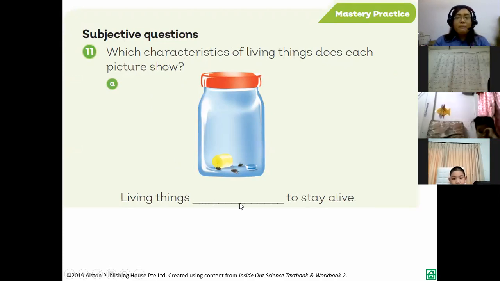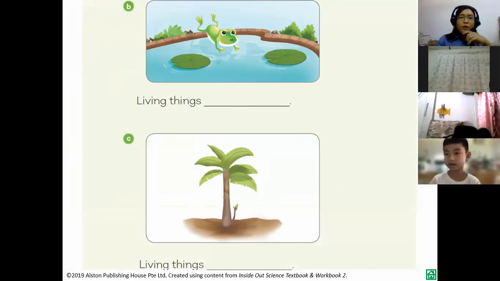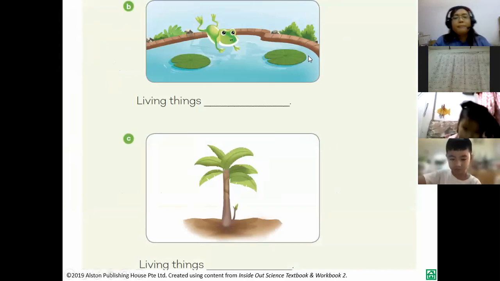Living things blank to stay alive. Living things need air. Need air. So you're right, need air. Okay, like that. I write finish order. Okay. Number 12 or letter B, letter B.